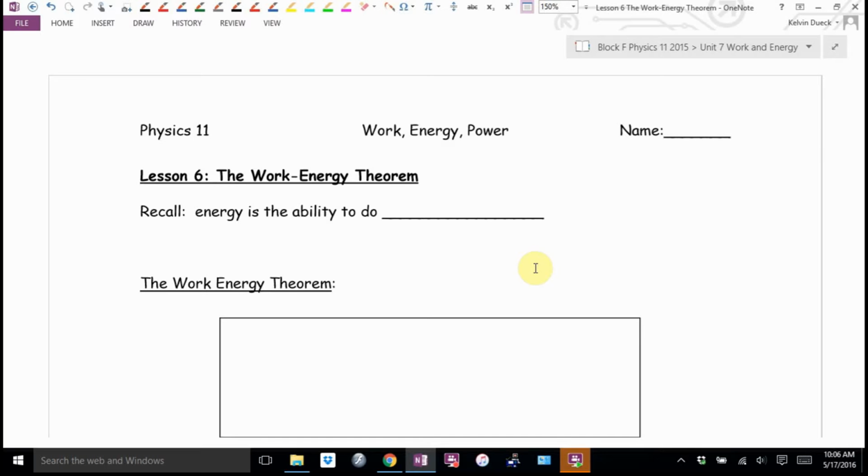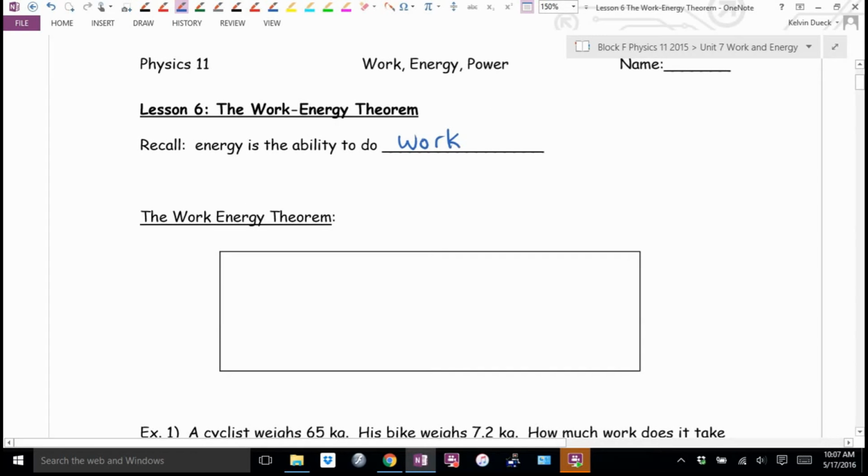First of all, we defined energy as the ability to do work, and this gives us the Work-Energy Theorem. The third, and honestly the best, definition of work.